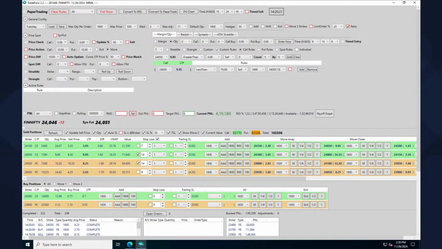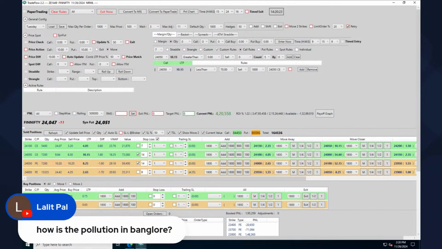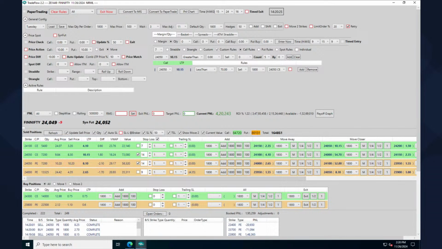All right, so let's look at Lalit. There is no pollution in Bangalore. You should move to Bangalore. Just that there is traffic. That's all. There is no pollution here. And the good news is because of traffic, not many people are going out, so pollution is also less. But generally, it's a nice place. I've been living here for many years.